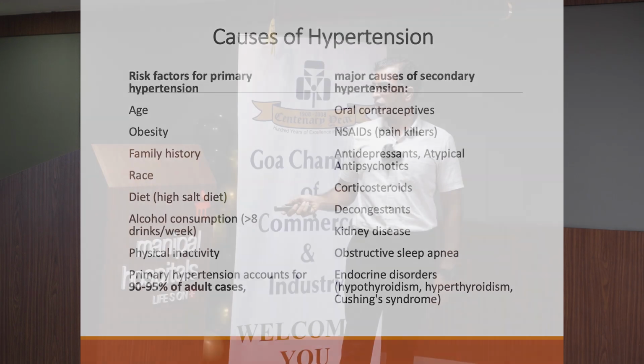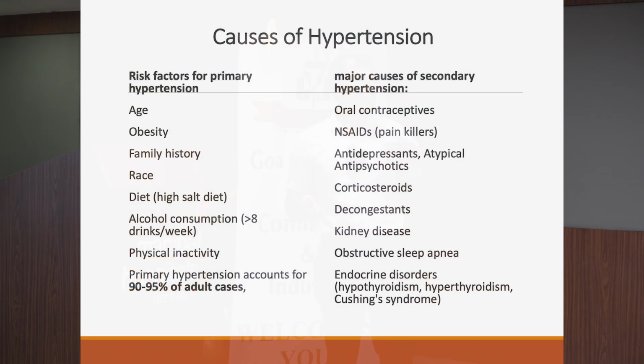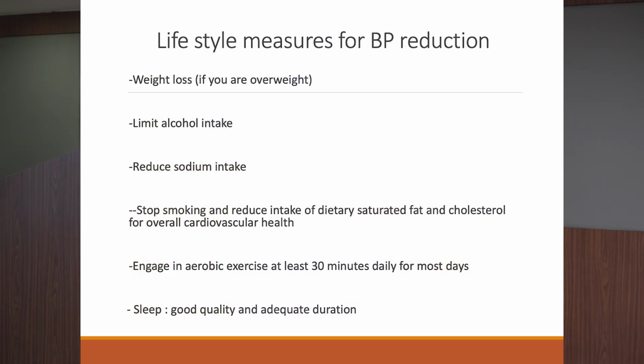Like type 2 diabetes, with primary hypertension, 90 to 95% of the patients that we see with high BP are primary or essential. Then there are some causes of secondary hypertension, for example oral contraceptive pills, NSAIDs like aspirin and brufen, antidepressants, and steroids, which cause high BP as well as high sugar. Kidney disease due to something else is going to raise the BP. Obstructive sleep apnea, thyroid issues, Cushing syndrome. These are secondary, but only 5% of the patients. 95% are essential.